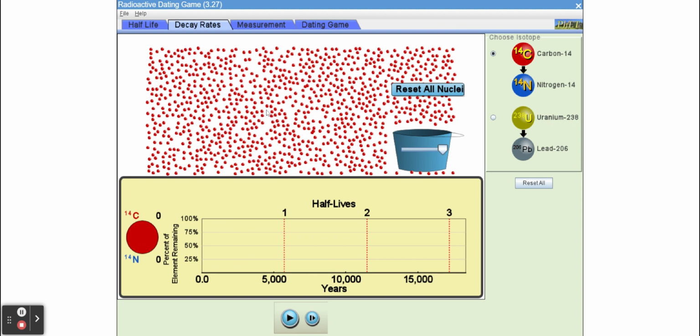So these are all individual carbon-14 atoms that I've laid out on the screen. And what it's going to show me is the percentage of carbon-14 remaining. And by the time I get to 5,730 years, it should be at the 50% mark. Let's see what happens.